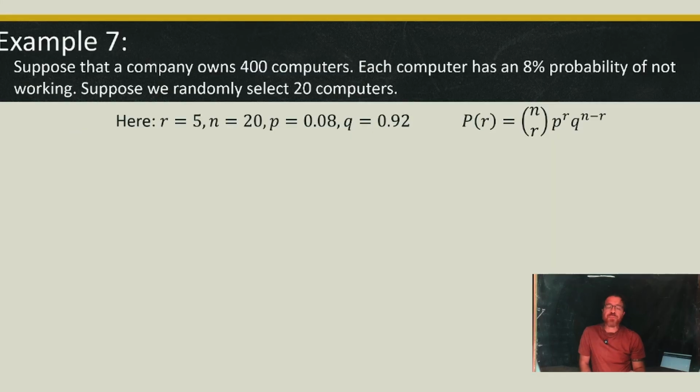For the next example, we're changing up the scenario a little bit. In this case, suppose that a company owns 400 computers. Each computer has an 8% probability of not working. And suppose that we randomly select 20 computers. So for this problem, you see that you have two possible sizes for your trials. Well, it's not the 400 computers, because we're actually using a sampling technique to select 20 of the computers. These are the ones we're actually going to be testing.